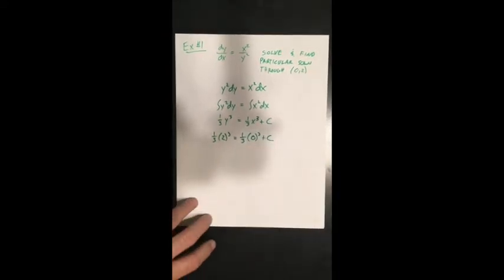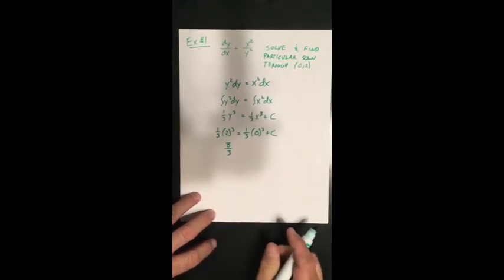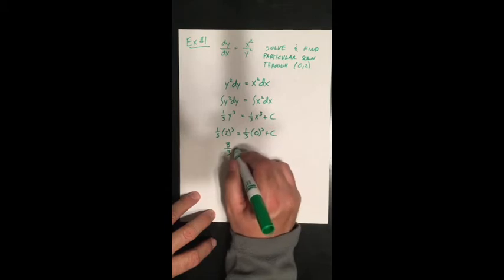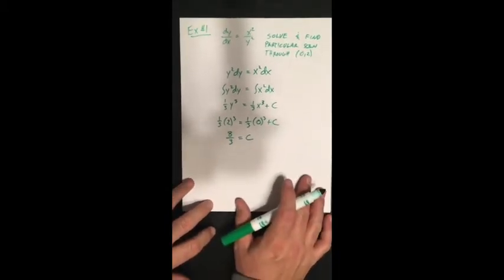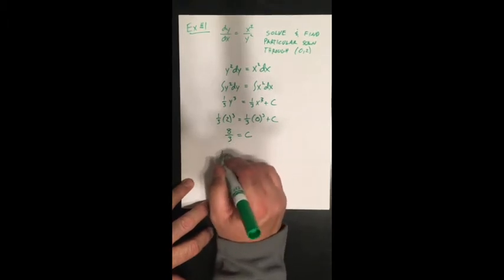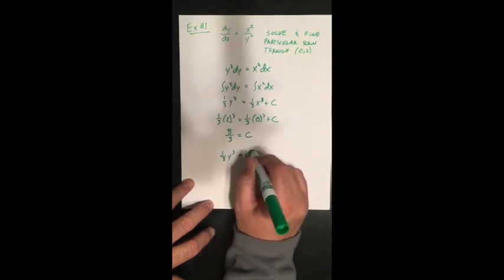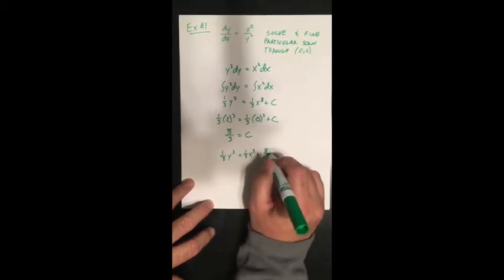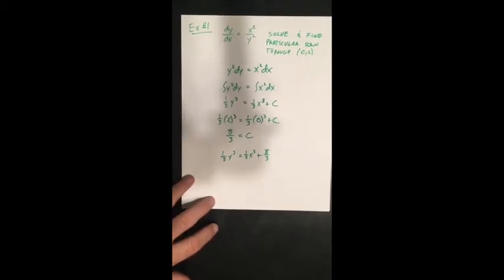So this gives us 8/3 over here on the left. And then we get 0 plus c on the right, so c must be 8/3. So therefore, the particular solution to this differential equation is 1/3 y cubed equals 1/3 x cubed plus 8/3. And that would be fine. We could leave that answer.